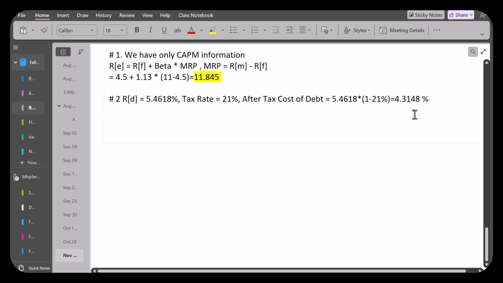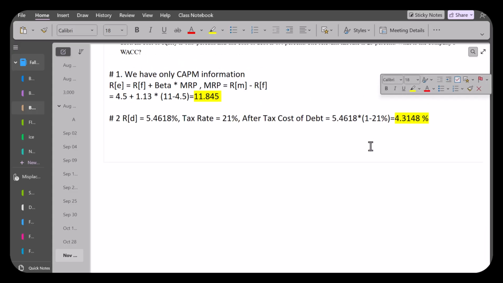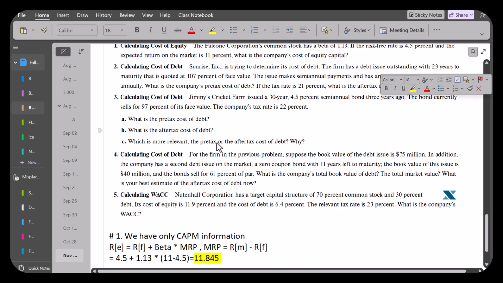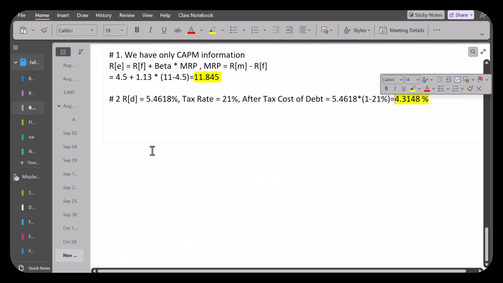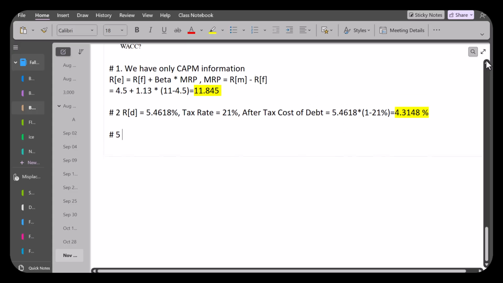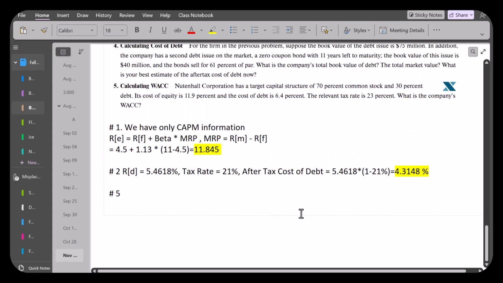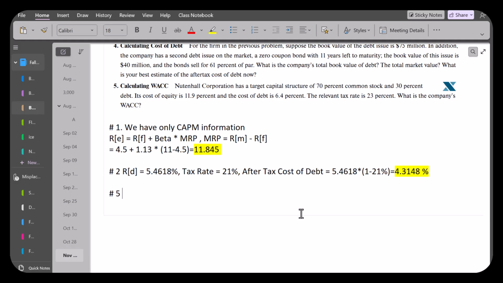Number 3 is another cost of debt, so I'm not going to do it. Okay, let's just do number 5, because I have only a few minutes left. We'll do more complicated problems on Thursday, but we're already given essentially the shares of the common stock and debt. Since preferred stock is not mentioned, we're going to take that as 0.